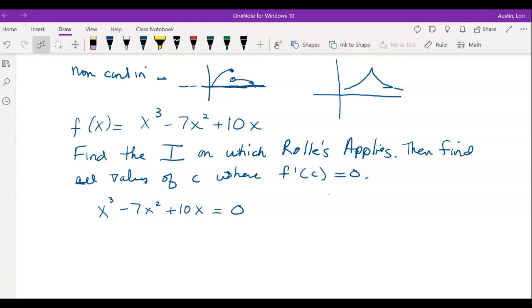Yes, you factor. It's set equal to 0. See, if it wasn't set equal to 0, you'd have to rearrange it to get it equal to 0 and then factor. So take out your x, and keep factoring. Please tell me this is factorable.